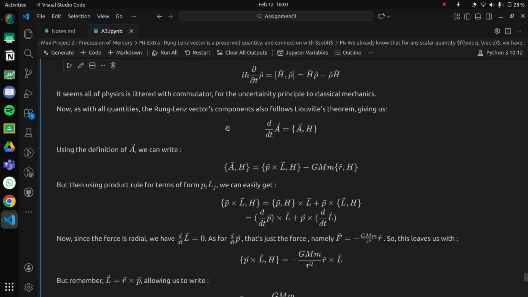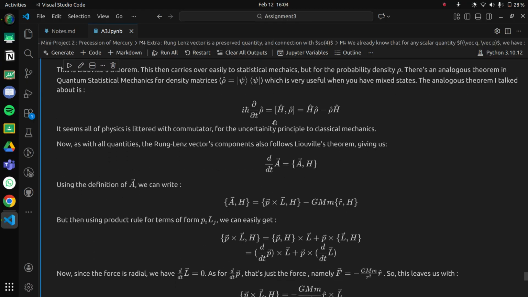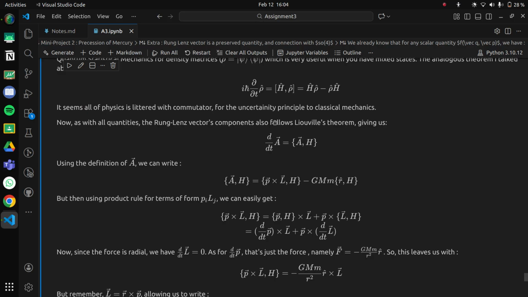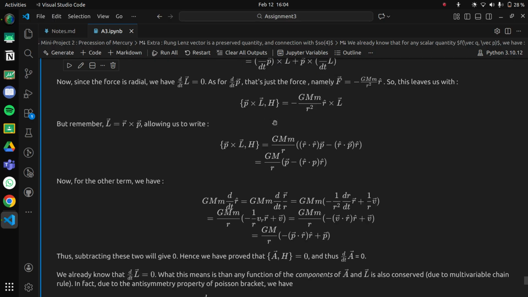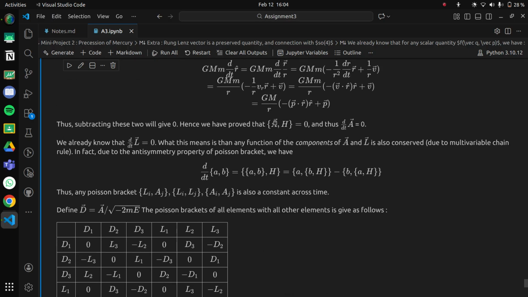Right. So the first part is that I'm using the time evolution of any kind of scalar function of Q and P, as given by the Poisson bracket, and basically proving that the Poisson bracket of the A vector, which is the Runge-Lenz vector, with H is 0. It's a lot of complicated math, but it turns out to be 0. And thus we say that the derivative of this vector itself is 0. Of course, what we really mean is that the derivative of each component is 0, because when we say the Poisson bracket of a vector with H, we just mean the Poisson bracket of each component with H put in a vector.